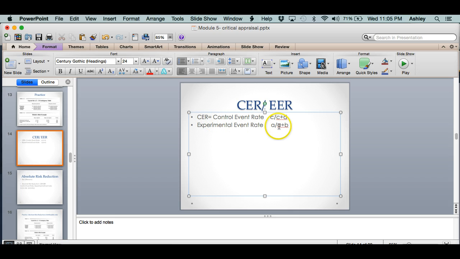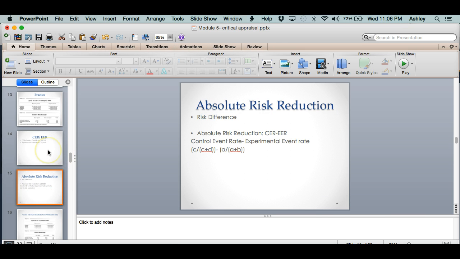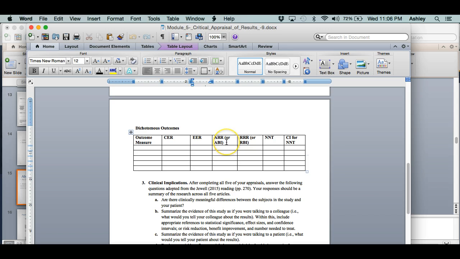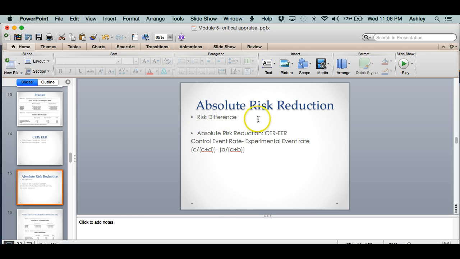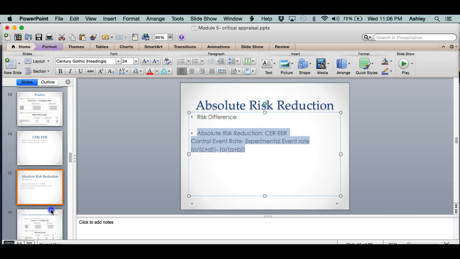CER is control event rate, and EER is experimental event rate. And here are the equations. Now, why do we care? Because you have to use CER and EER to determine absolute risk reduction. So CER and EER are used to determine absolute risk reduction. Okay? It's looking at risk difference, and again, here I'm giving you the equation to do so.